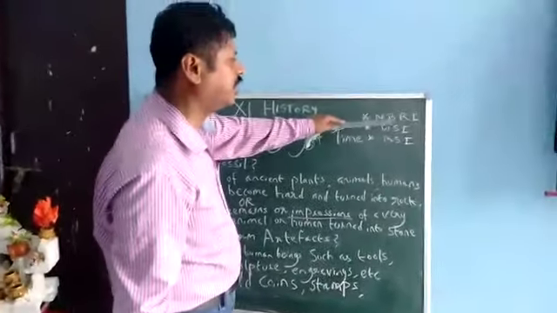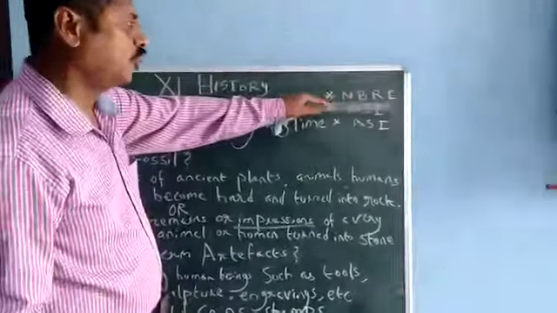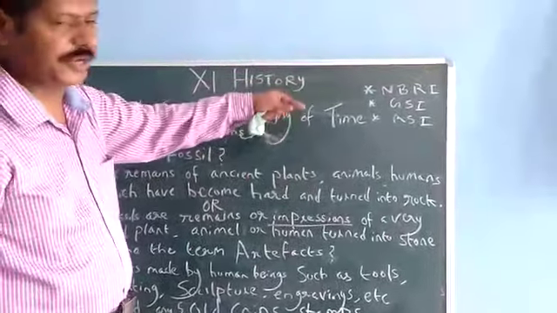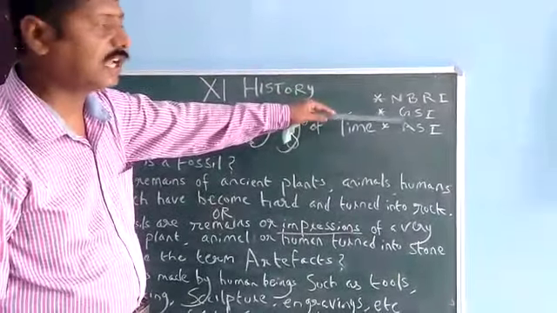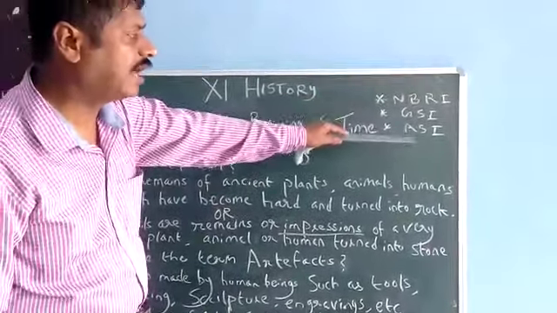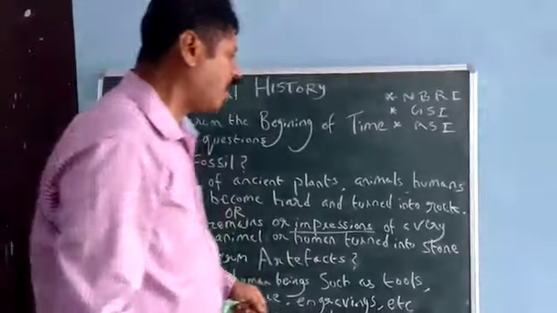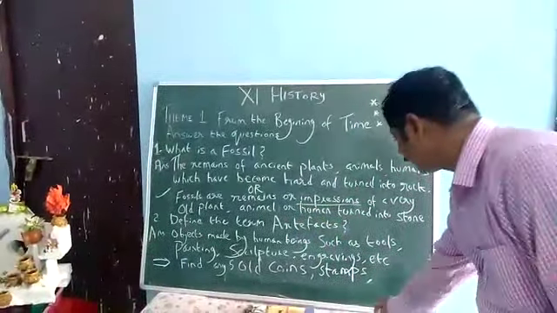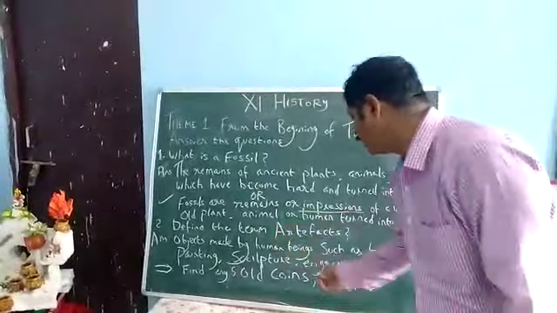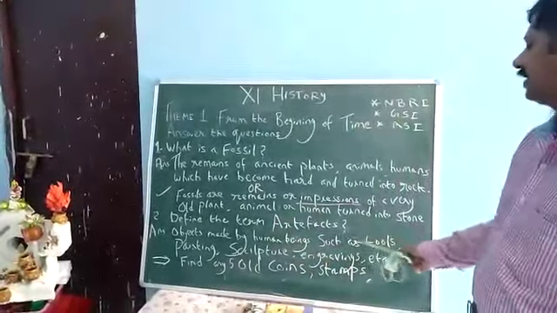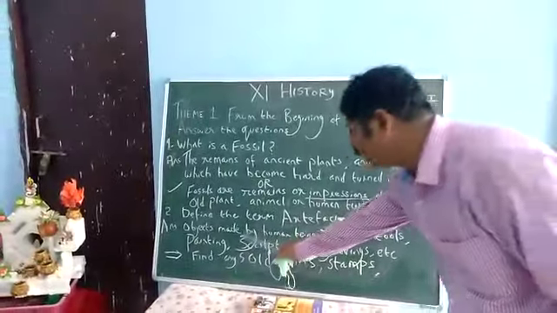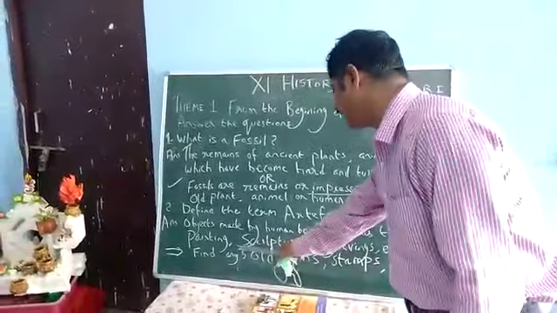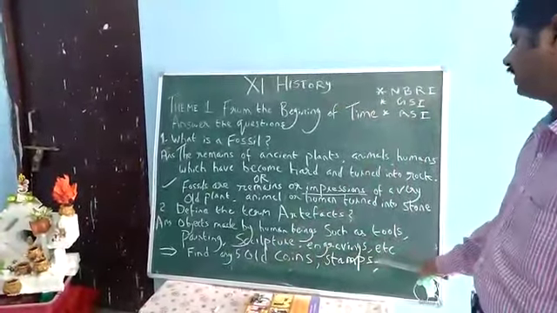NBRI, National Botanical Research Institute, which is in Lucknow. If you go, you will find all these things over there, or we will have a field trip. Then you will see GSI, Geological Survey of India, and ASI, Archaeological Survey of India. Now the second question: define the term artifacts. Artifacts are objects made by human beings such as tools, paintings, sculptures or engravings, etc.